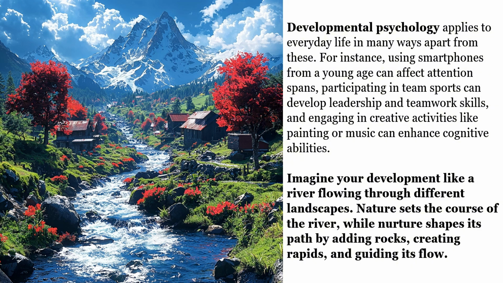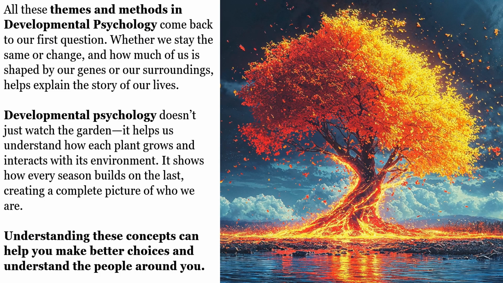Imagine your development like a river flowing through different landscapes. Nature sets the course of the river, while nurture shapes its path by adding rocks, creating rapids, and guiding its flow. All these themes and methods in developmental psychology come back to our first question: whether we stay the same or change, and how much of us is shaped by our genes or our surroundings helps explain the story of our lives. Developmental psychology doesn't just watch the garden, it helps us understand how each plant grows and interacts with its environment. It shows how every season builds on the last, creating a complete picture of who we are.